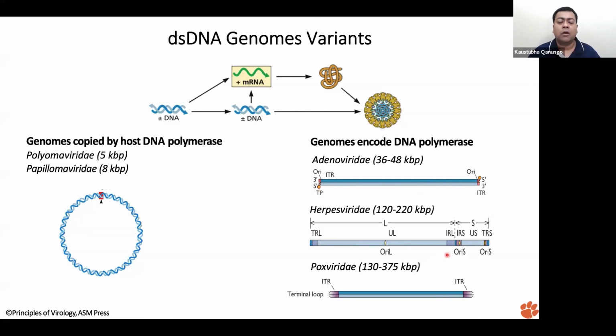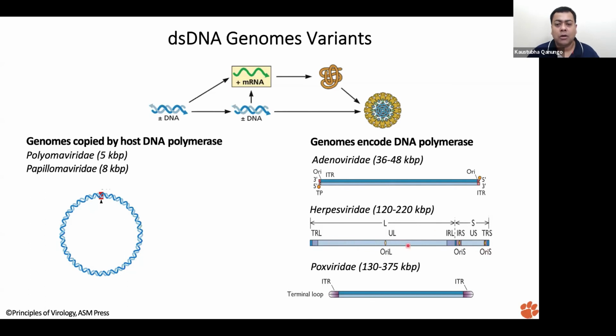In the herpes virus also, you have the unique large and unique small segments in the genome. These are very complex because they make a huge number of open reading frames, which make the mRNAs and the proteins. Then TRL and TRS are the terminal repeats in the large and the small segments. IRL and IRS are internal repeats, large and small. And then ORI is the origin of replication.